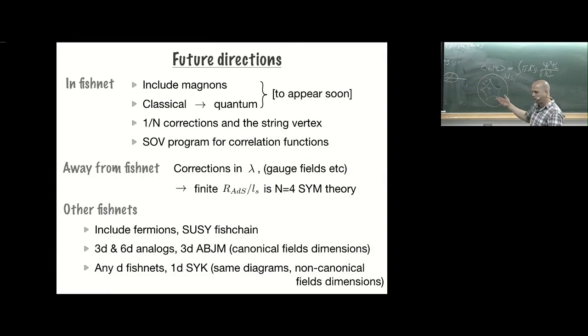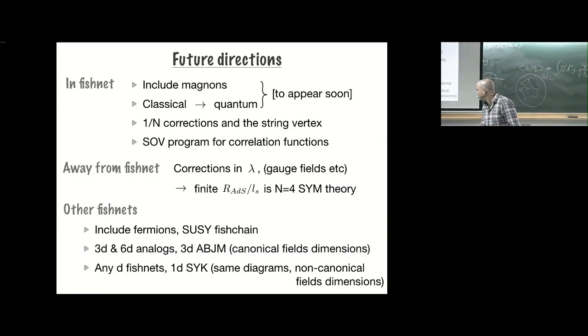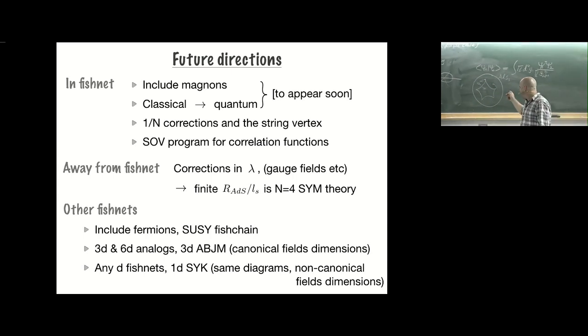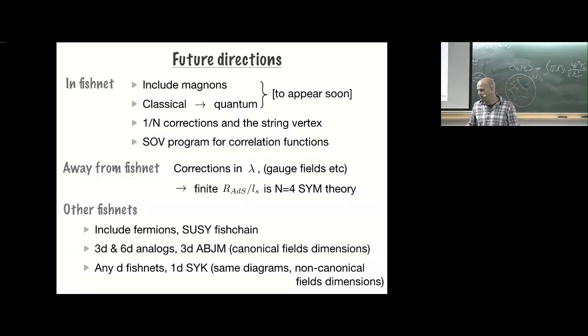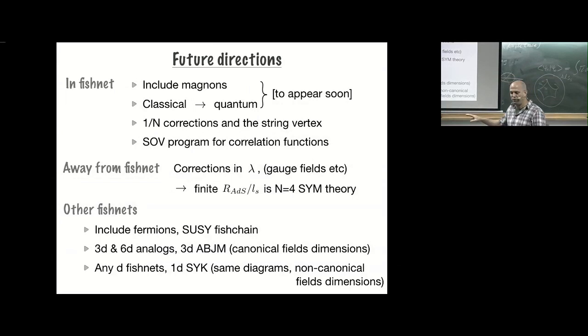One can generalize it to this three-parameter family of fishnet CFTs, and particularly the supersymmetric one. There are analogs in six and three dimensions, which I expect to follow a similar pattern. But actually, these types of diagrams you can study in any dimension. They're conformal diagrams. And maybe one very popular example is the SYK model, which is another case of exactly the same type of diagrams, but in 1D. And I can try to repeat the same thing there. I'll stop here.